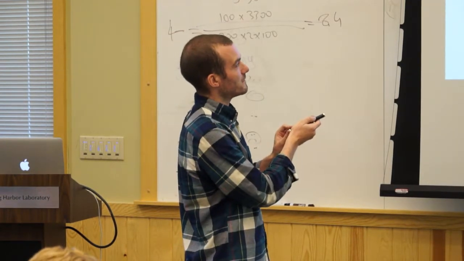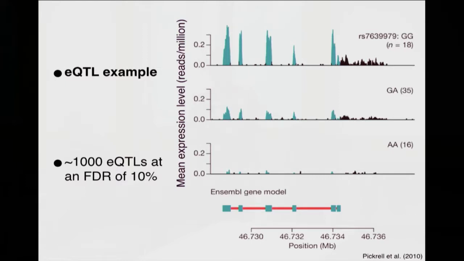And then there are 35 individuals that have the GA genotype at this SNP, and they are intermediate. And so this is an example of an expression QTL. This is a genetic variant that's associated with gene expression levels in these samples. And we find about 1,000 eQTLs at a false discovery rate of 10%.